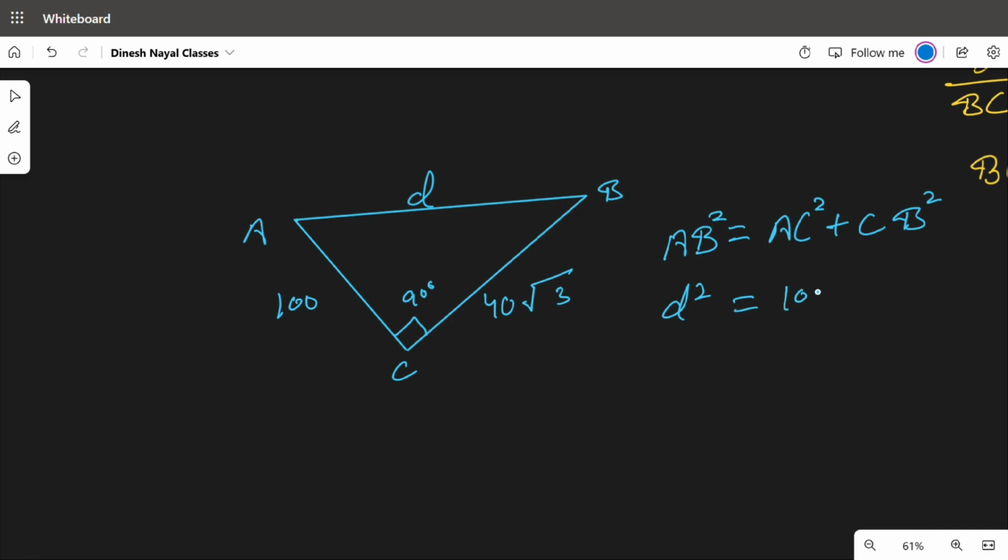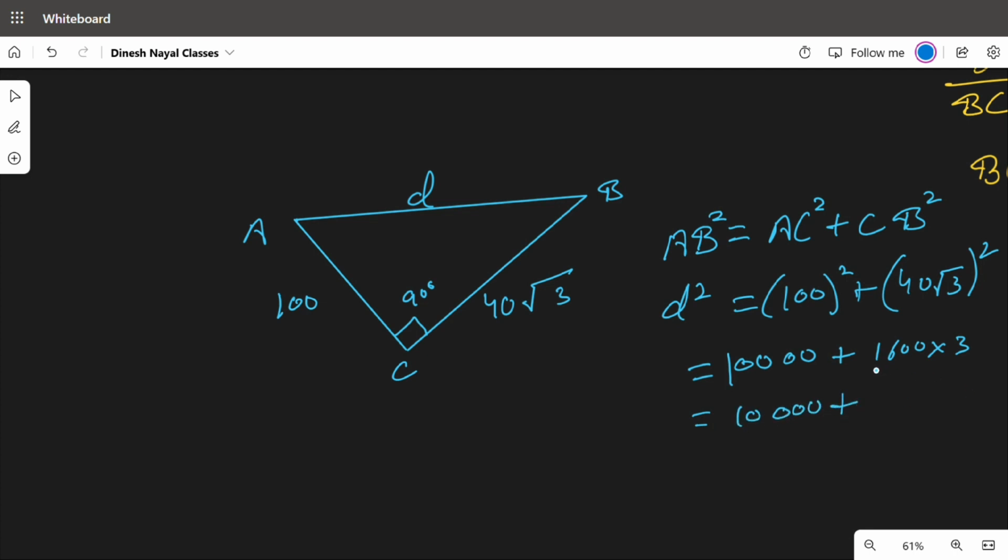Equals AC square, which is 100 square, plus 40 root 3 square. We know that 100 square will be 10,000. So this is 100 square plus 40 square, which is 1600, and then root 3 square is 3. So this is 10,000 plus 16 into 3, which is 48, so 4800. Okay, so D square is, you add these two, which is 14,800.